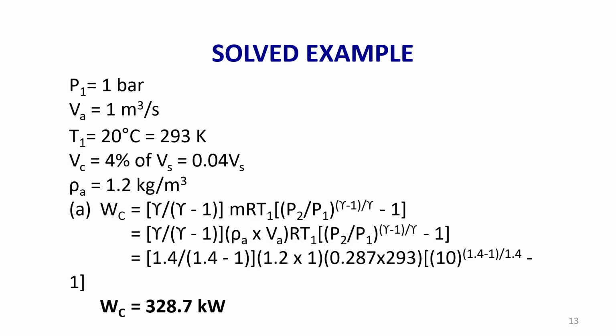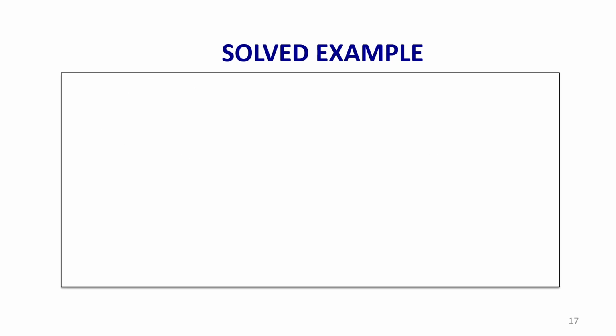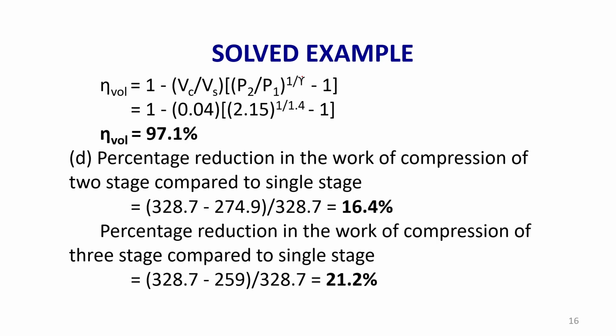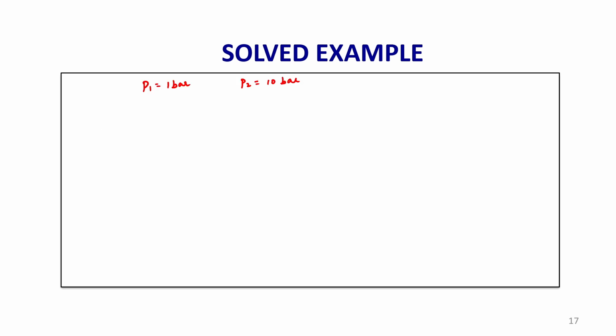So, let us write the given data, P1, T1. P1 is equal to 1 bar, P2 is equal to 10 bar. Volume of air is given, that is volume per unit time, not volumetric flow rate. So, VA is equal to 1 meter cube per second.